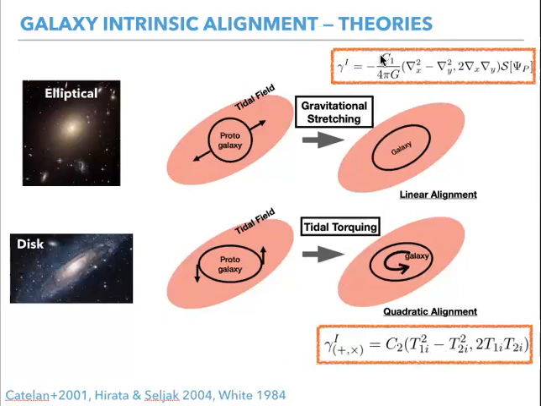And the parameter, the minus sign means that if C1 is larger than 0, the galaxy is aligned with the major axis of the tidal field. And this C1 depends on galaxy properties such as luminosity, stellar mass, or morphology, and so on. Those are all incorporated in the C1 parameter.